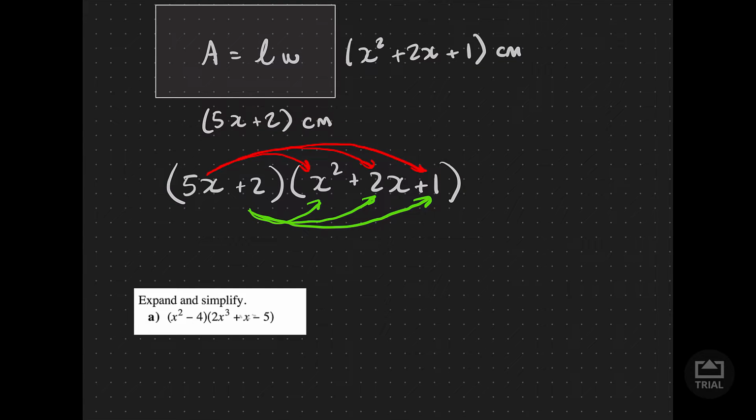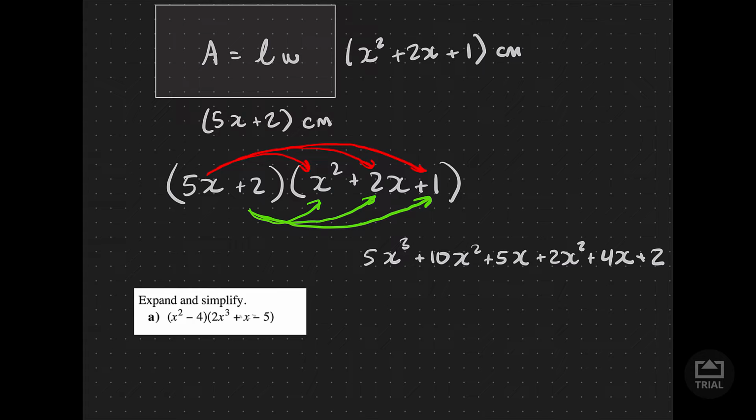Okay, so 5x times x squared is going to be 5x cubed. So that one is done. The second one, 5x times 2x is going to be a positive 10x squared, and 5x times 1 is going to be a positive 5x. Move on to the second term in the binomial. We have 2 times x squared, which is positive 2x squared. Next we have 2 times 2x, which is positive 4x. And finally we have 2 times 1, which is going to be 2.